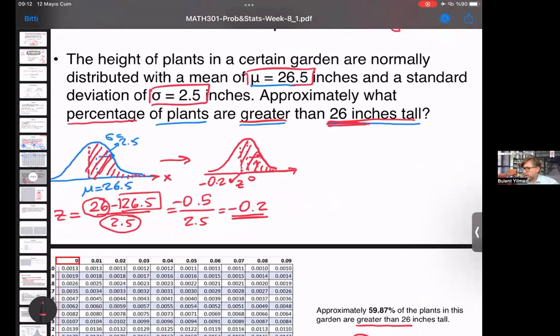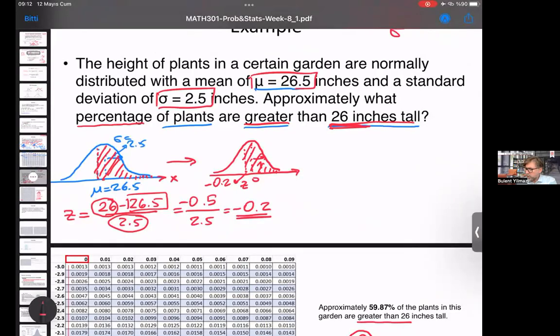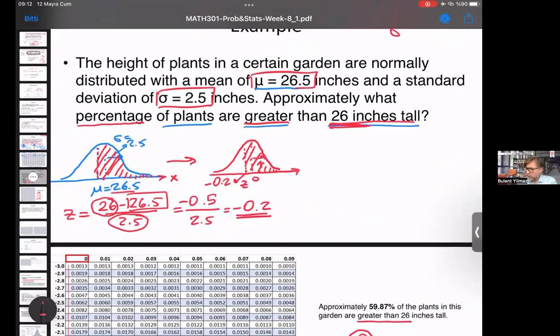So I have this thing. The mean is 26.5. The standard deviation is 2.5, and I will standardize this distribution by converting everything to Z. Z is like 26 minus 26.5, which is the mean. 26 is given here. So what is being asked? Probability of X greater than 26. Okay. So I should convert this into probability of Z greater than something. How do I find this value?